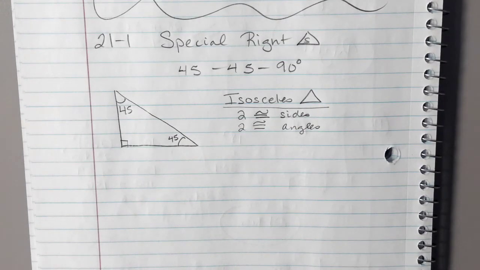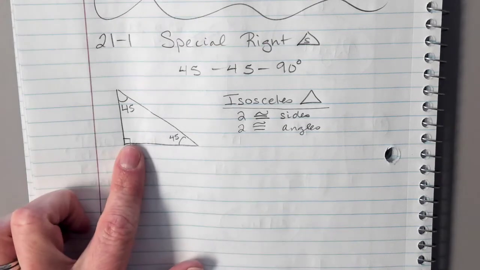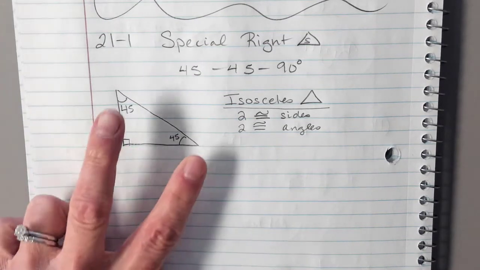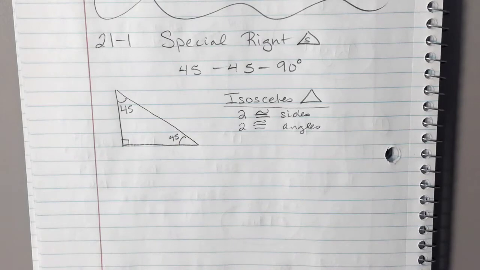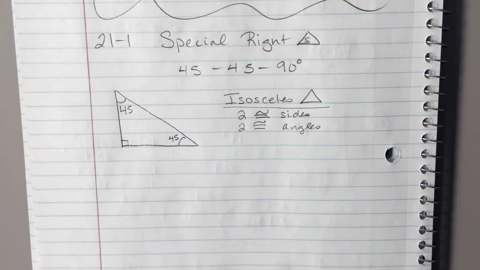So I need you guys to write that in this triangle. So that's why we call it a 45-45-90. You've got 2 equal angles. They must be 45 degrees. And then a right angle, because it's the only way that we can have 90 degrees on the right angle and 2 equal angles to make 180 degrees.